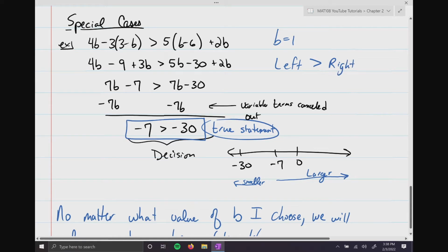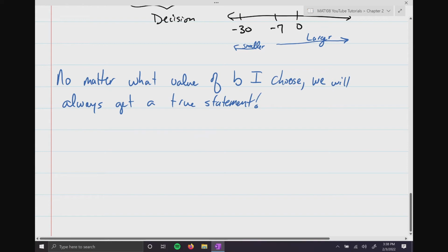And the reason for that is right here. Because no matter what, the variables are always going to cancel themselves out. Always. So no matter what you do, you are always going to be left over with this situation, -7, which is greater than -30. And that's a true statement. So what we need to do now is just say, okay, well, we have a true statement, but what does that look like when we graph?